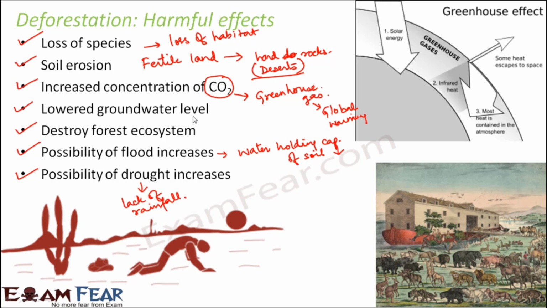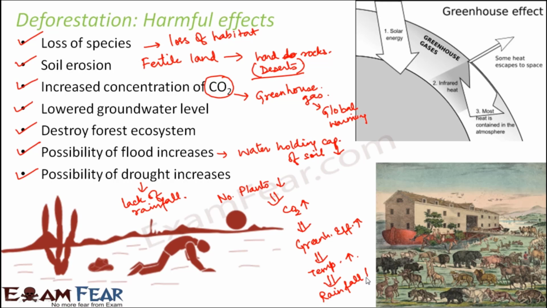Because when the number of plants decreases, what will happen? The concentration of carbon dioxide will increase. Now when the concentration of carbon dioxide increases, then the greenhouse effect increases. Now when the greenhouse effect increases, then the average temperature on the earth also increases. So the earth is actually getting warmer. Therefore, the chance of rainfall decreases. So that is one way to think of it.